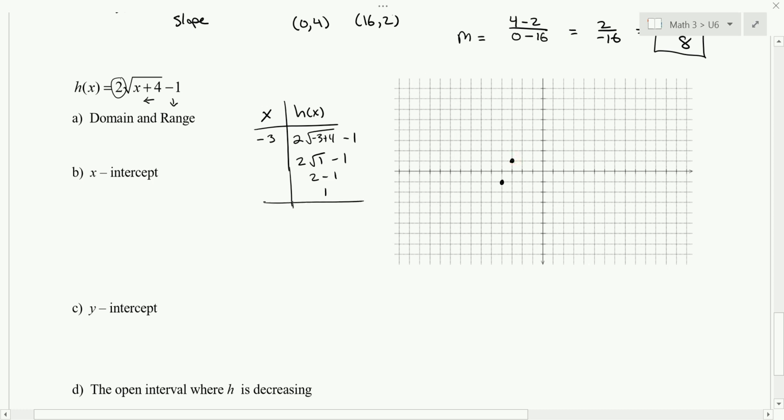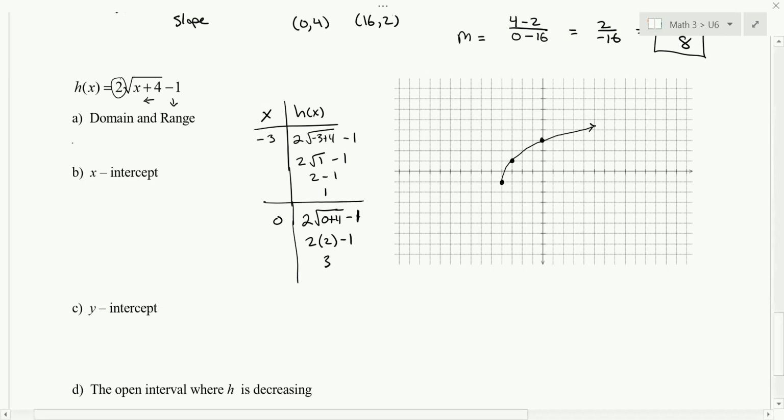And I'm going to get one more point. I want to take the square root of 4. So I'm going to plug in a 0 for x, which makes the square root of 4. And I end up with a y value of 3. And so we have this curve, which is like the top half of the sideways parabola here.